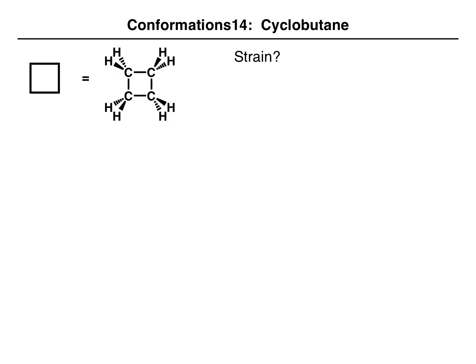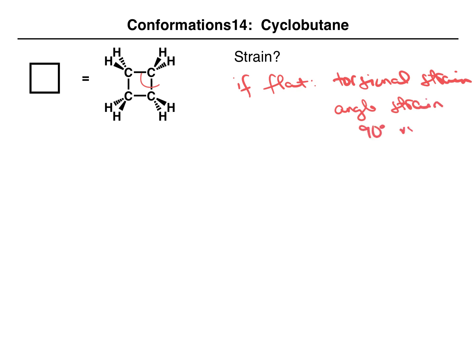Now, if this is flat, then we would have torsional strain, because all of these front hydrogens would be eclipsed on each other, and all of these back carbon-hydrogen bonds would be eclipsed on each other as well. In addition, there would be angle strain, because we are looking at bond angles of 90 degrees instead of the ideal 109.5. However, experimentally, it's been shown that cyclobutane is puckered.